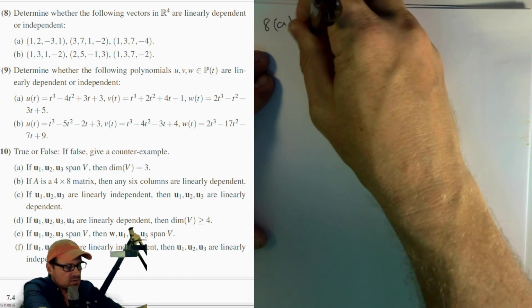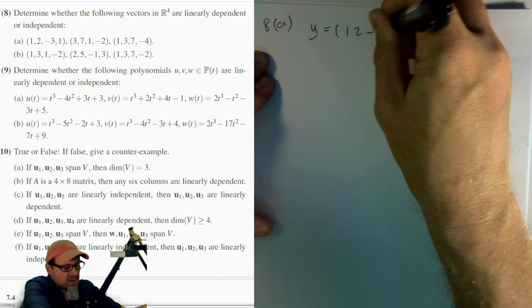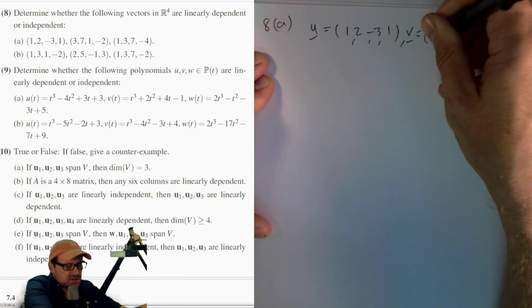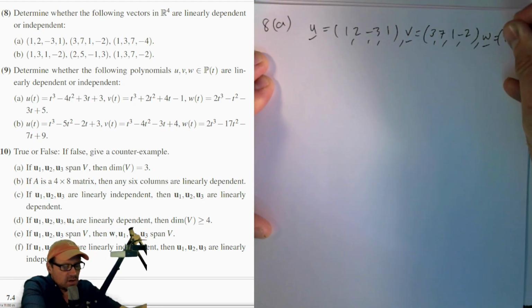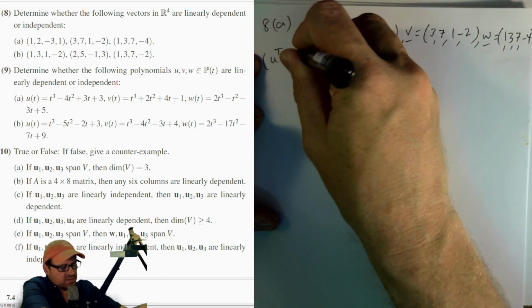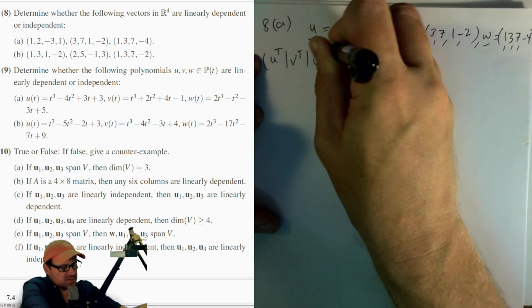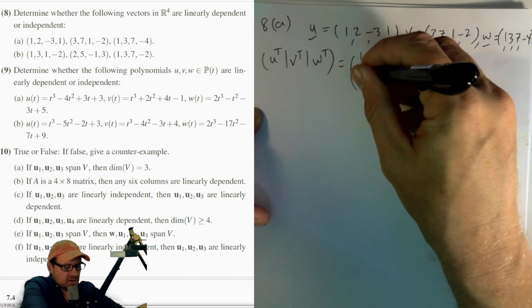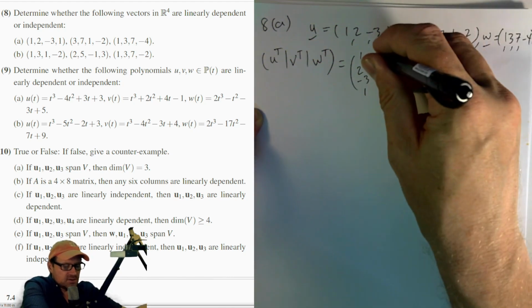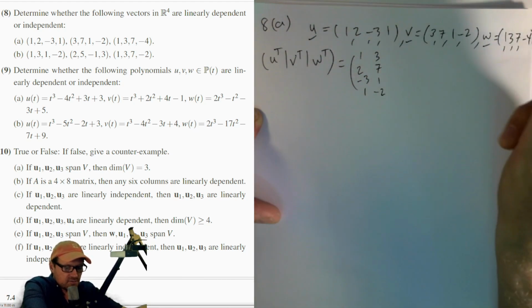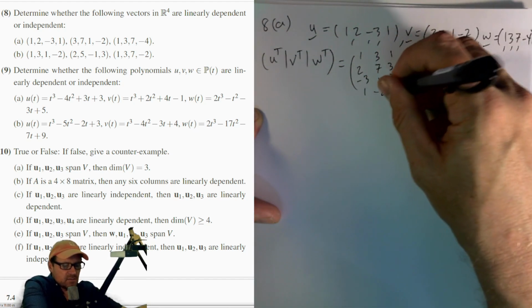Question 8, part A: determine whether the following vectors in 4 space are linearly dependent or independent. Let U be equal to 1, 2, minus 3, 1. Let V be equal to 3, 7, 1, minus 2. And W be equal to 1, 3, 7, minus 4. I want to take U transpose concatenated with V transpose and W transpose and form a matrix. In column 1, we have 1, 2, minus 3, 1. Column 2 has 3, 7, 1, minus 2, and column 3 has 1, 3, 7, minus 4.